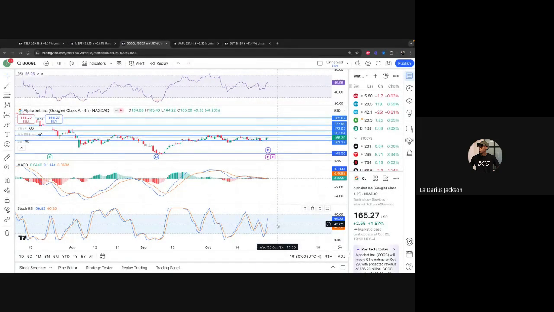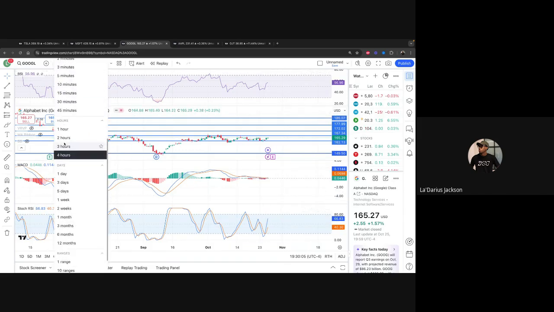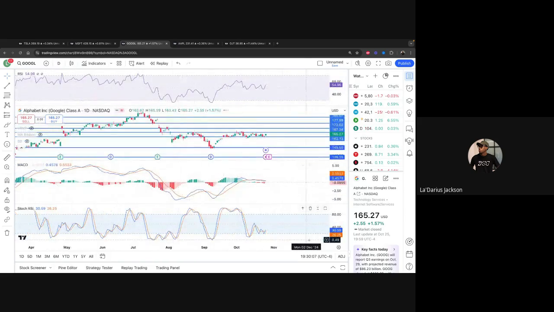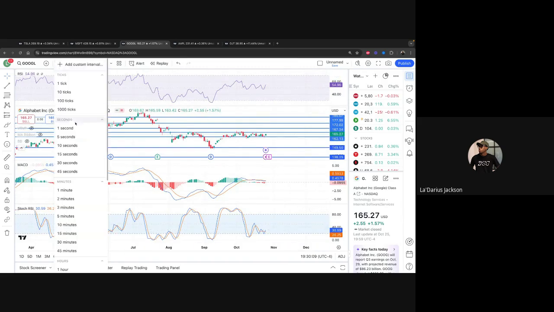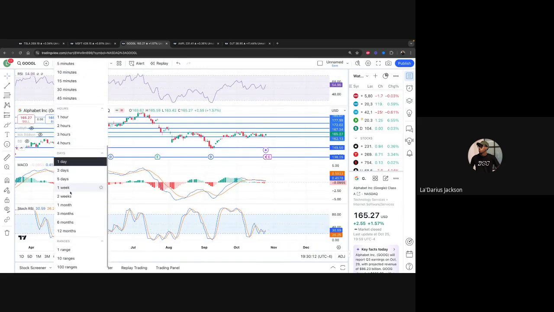And then when you look at the stochastics, which is your momentum indicator, we can also see that on the 4-hour it is at 67. And then we look at it on the 1 day, it is at 30, which is crazy still. But I mean, that comes from consolidation.